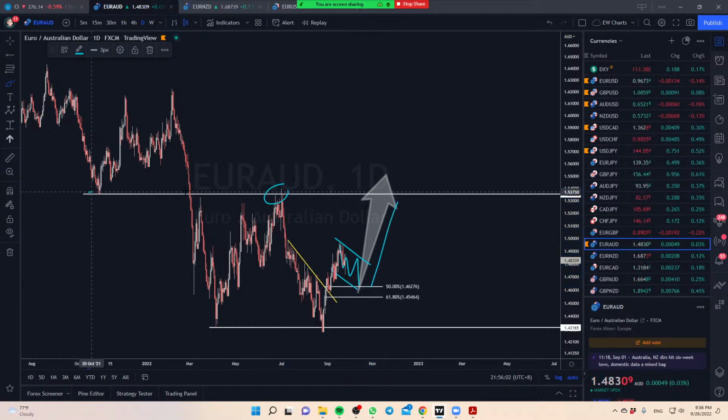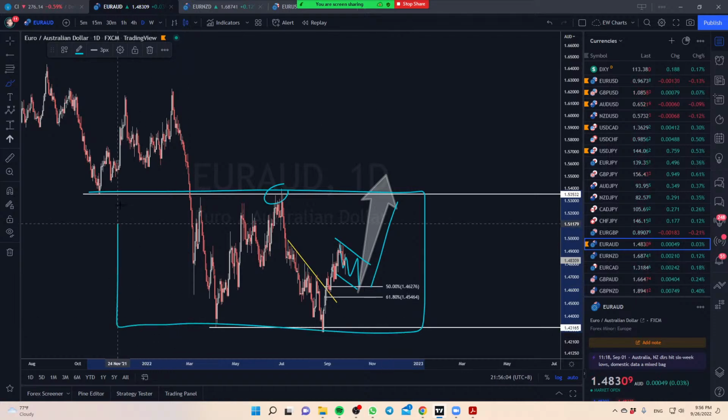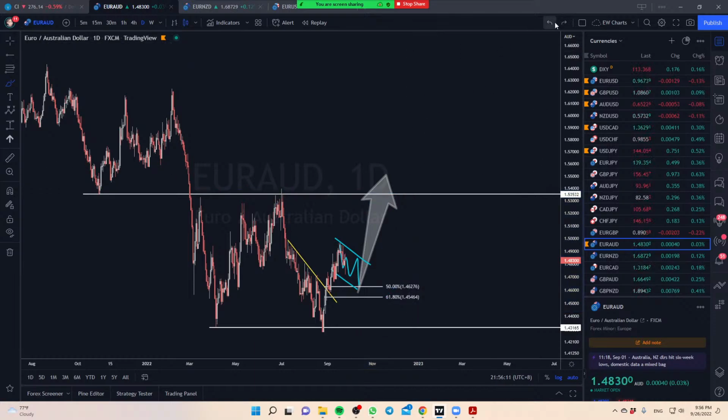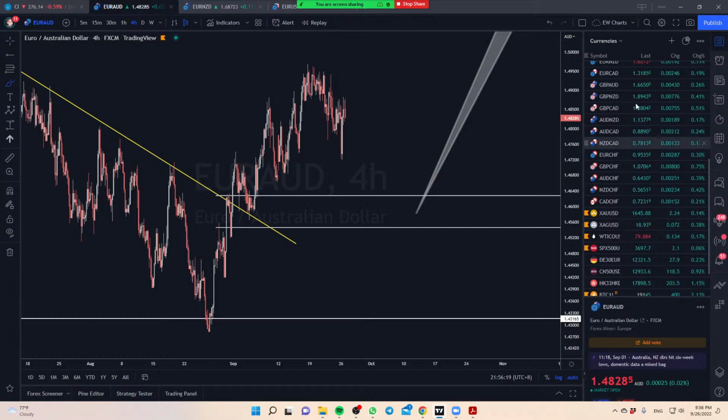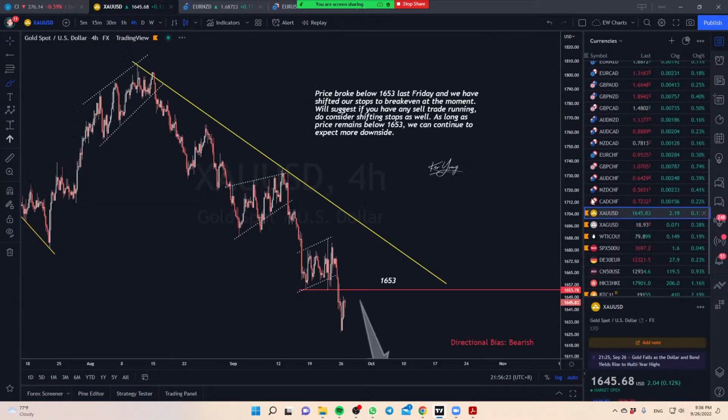Okay, so overall it's still in a range bound environment for the euro odd, but this upside here can be quite interesting because we are already on the daily time frame, which means that potential move can be quite interesting as well. Okay, so that's one. One cross. Okay, add it into your watch list for the week.